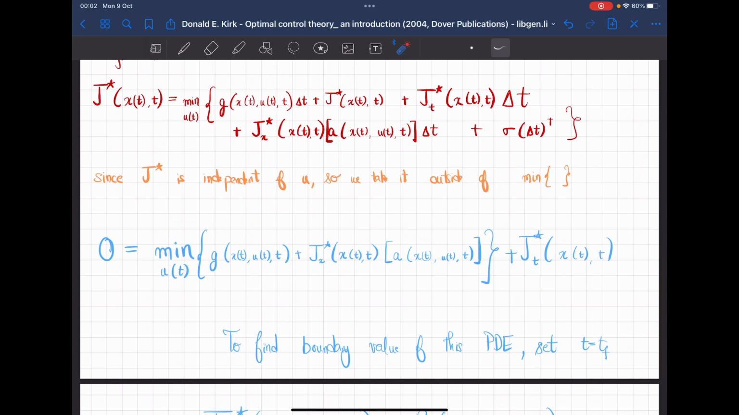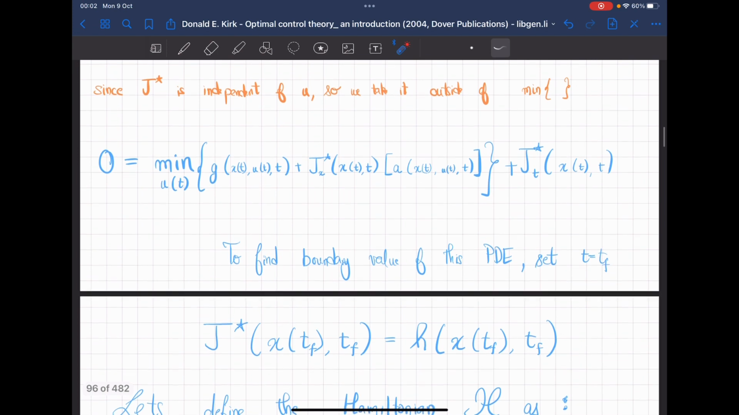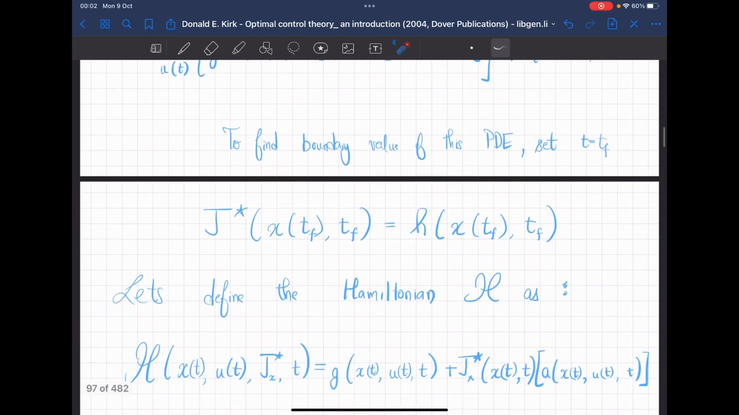Now what I do is I need to find the boundary value of this PDE, and for this I write J star x t f, comma t f, as h x t f, comma t f. Now remember, this is the same thing that we did for our graph problem when we said, okay, the value of the final state h is 0. So now we are saying, okay, the final state where we want to reach has some value which is given by this. So this is like setting the boundary value condition of this PDE.